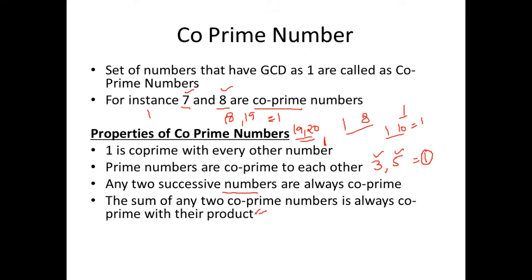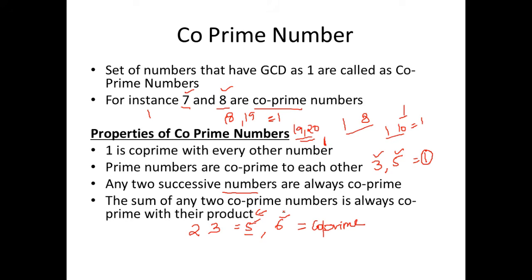There's another interesting property. The sum of any two co-prime numbers is always co-prime with their product. For instance, let me take two co-prime numbers, 2 and 3. What is the sum of 2 and 3? That is 5. What is the product of 2 and 3? That is 6. Again, when you take 5 and 6, these two numbers are again co-prime. So what this property says is you sum two co-prime numbers and you find the product of those two co-prime numbers, and the results will also be co-prime. So that's what we have seen here. The sum of any two co-prime numbers is always co-prime with their product.